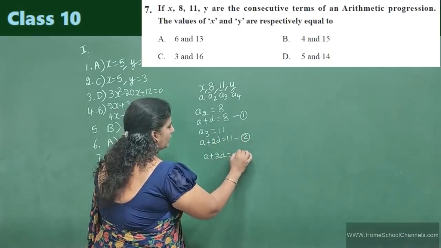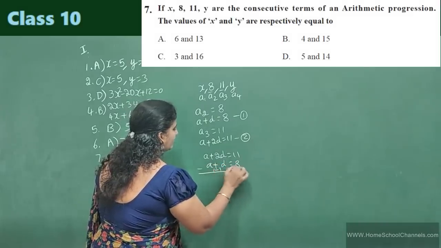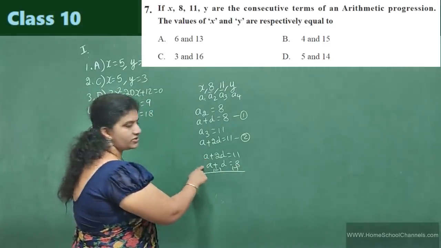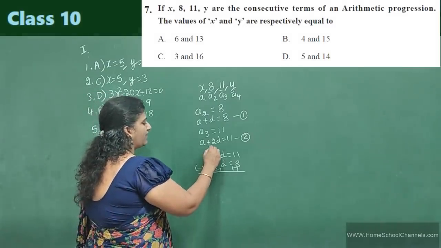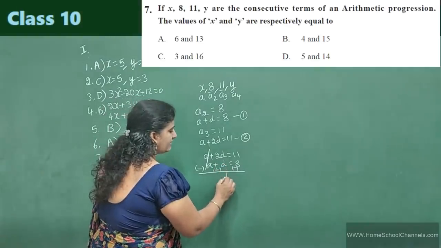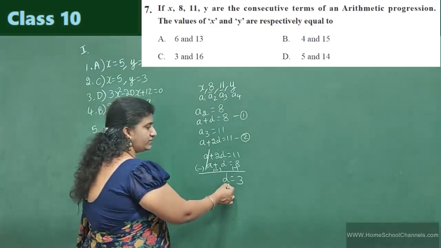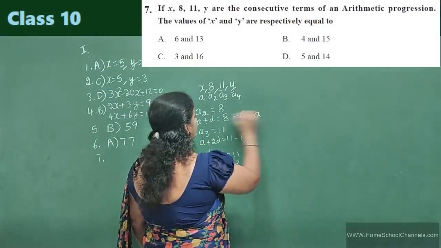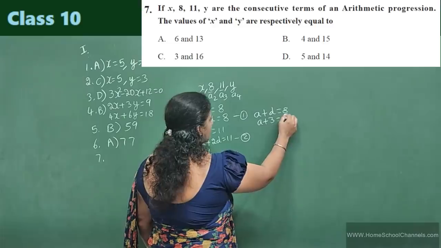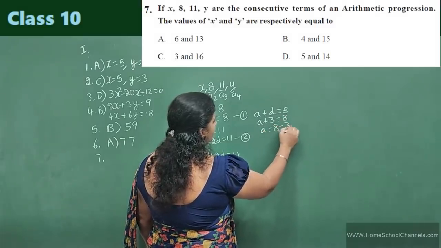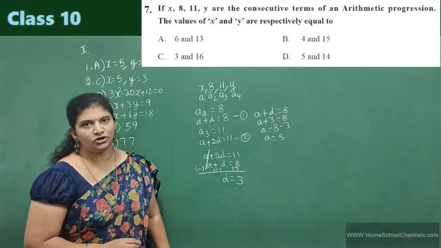A plus 2d is equal to 11. A plus d is equal to 8. Let us subtract these two equations. Both are having positive sign, so we need to change the sign and subtract. Plus a minus a cancel. 2d minus d will be d. 11 minus 8 will be 3. This d value, substitute in any one of the equations. Let me substitute in A plus d is equal to 8. A plus 3 is equal to 8. A is equal to 8 minus 3, that will be A is equal to 5. A is equal to 5 and D is equal to 3.